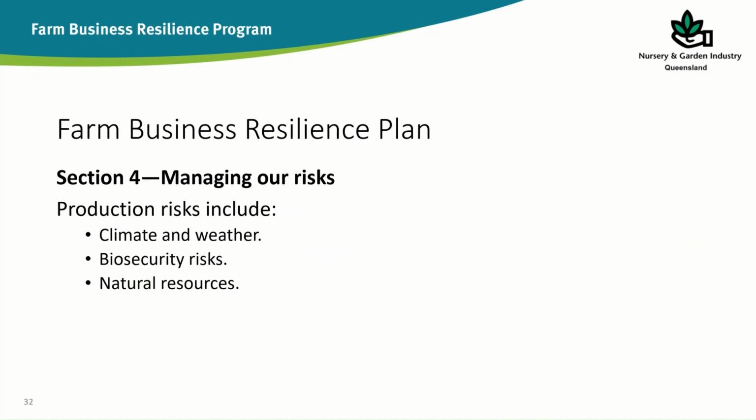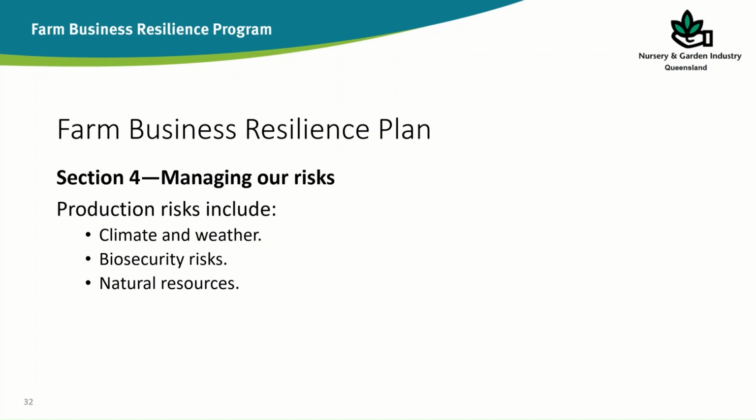Production risks include climate and weather, such as drought, fire, flood, and hail. Examples of strategies to address these risks could be to maintain fire breaks and firefighting equipment in good condition, monitor rainfall and flood forecasting, install hail netting, or purchase hail insurance. It should be noted that risk management for drought is covered in more detail in Section 6.